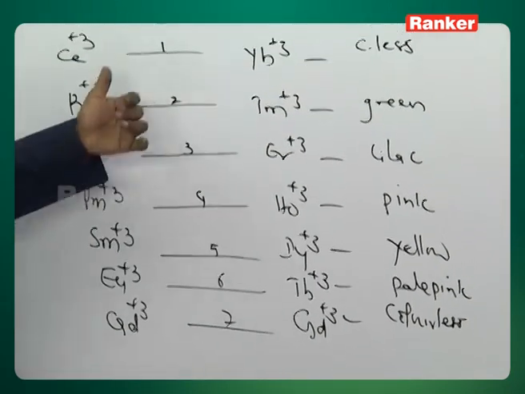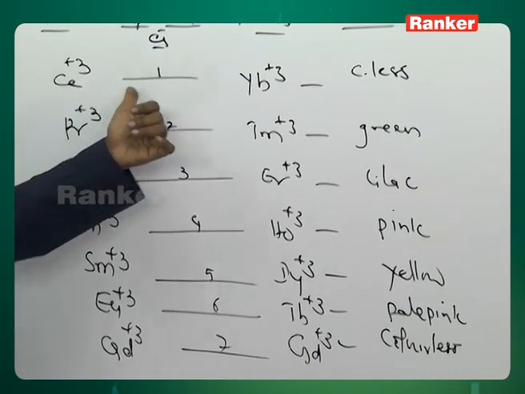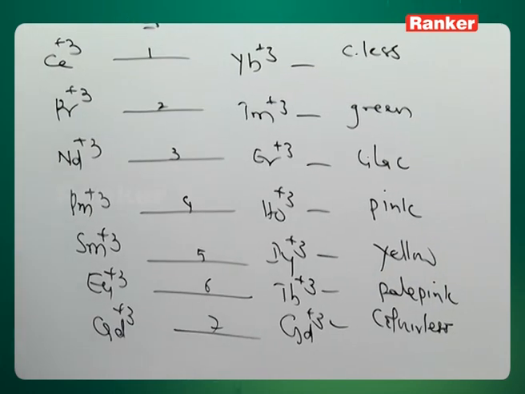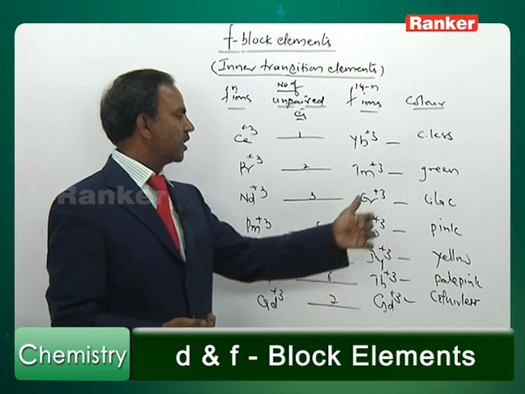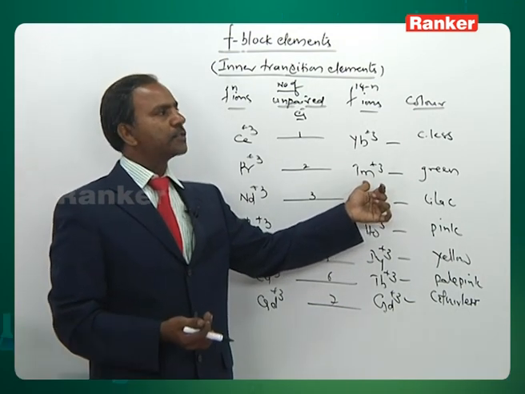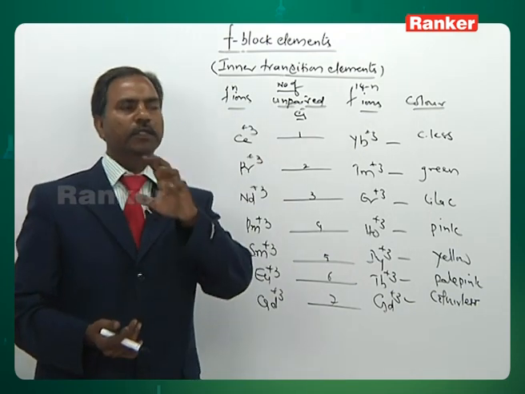As I said, each pair carries the same number of 4f electrons. When the unpaired electrons are the same for a pair, they exhibit more or less identical color. But in what way does the question appear? The question never appears like this: what is the color of thulium +3 salts? No, the question appears in a different way. Let me show how the question appears and how to answer in the examination.